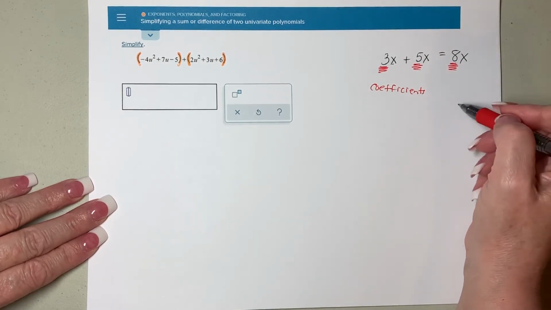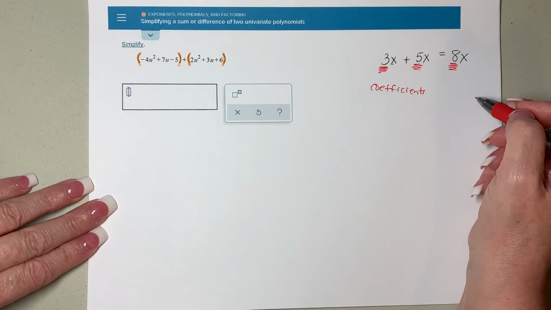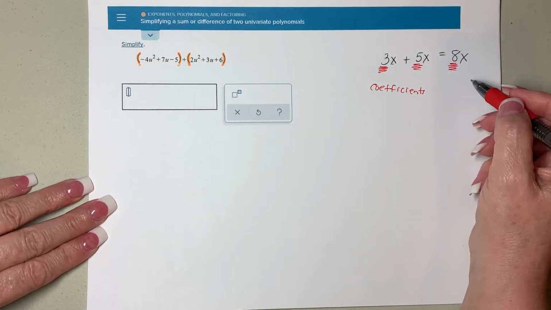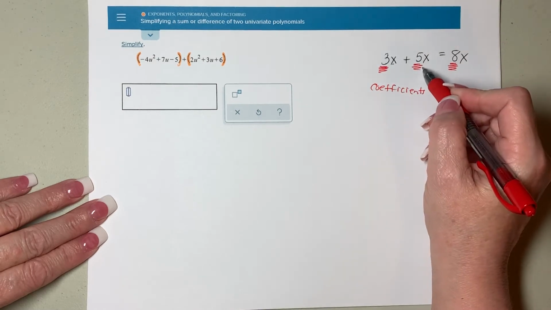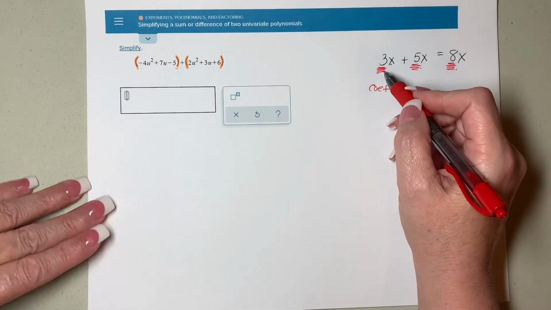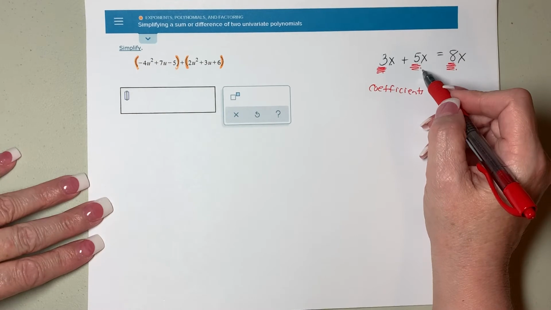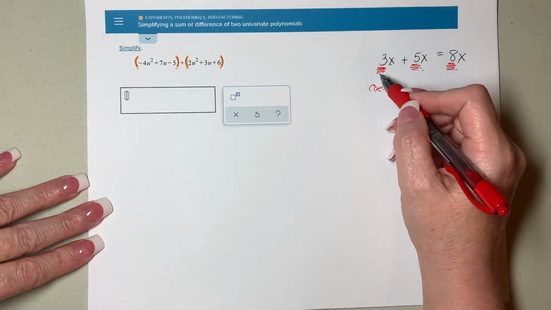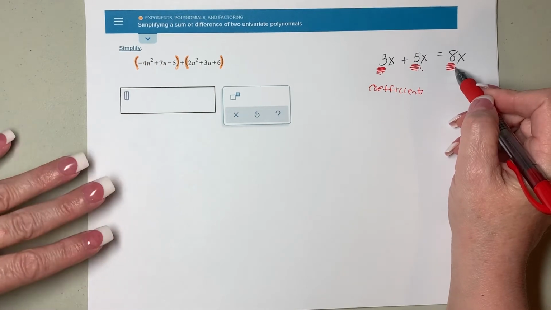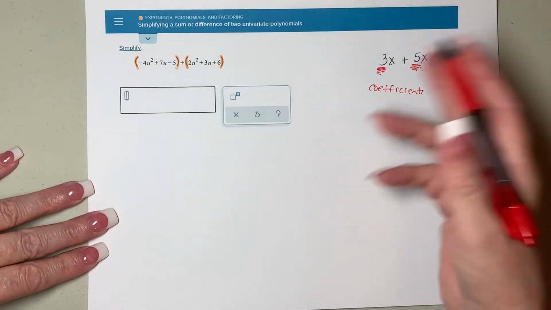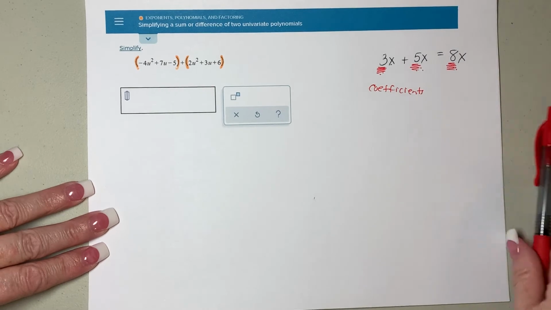Biggest mistake people make is they want to write 8x squared. You're not multiplying the x's, you're adding them. You got 3 x's here, you got 5 x's there, that's 8 x's. That's like saying I got 3 apples here and I got 5 apples there. I got 8 apples. Or I got $3 and $5. I got $8. Not 8 square dollars, $8. So you're just going to combine the like terms.